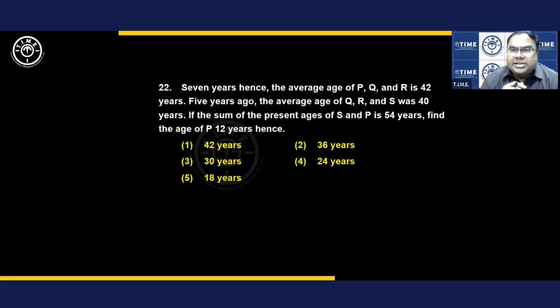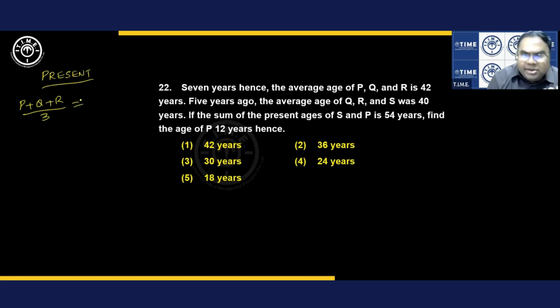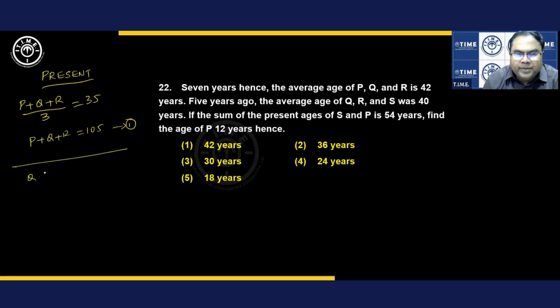22. 7 years hence, the average age of P, Q and R is 42. Okay. What is their present average? After 7 years, 42. So present will be P plus Q plus R by 3. So after 7, remove 7 years, it is 35. So what is P plus Q plus R? 105. 5 years ago, average of Q, R and S. Q plus R plus S present average I am writing. 5 years ago 40 means now 45. So what is Q plus R plus S? 135.